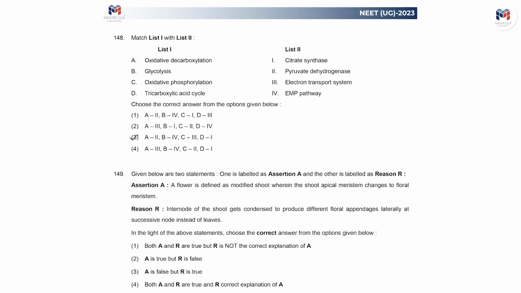Question number 149. Given below are two statements. One is labeled as assertion A and the other is labeled as reason R. Assertion A. A flower is defined as a modified shoot wherein the shoot apical meristem changes to floral meristem. Reason R. Internode of shoot gets condensed to produce different floral appendages laterally at the successive node instead of leaves. In the light of the above statements, choose the correct answer from the options given below. The answer is option number 4. Both A and R are true and R is the correct explanation of A.